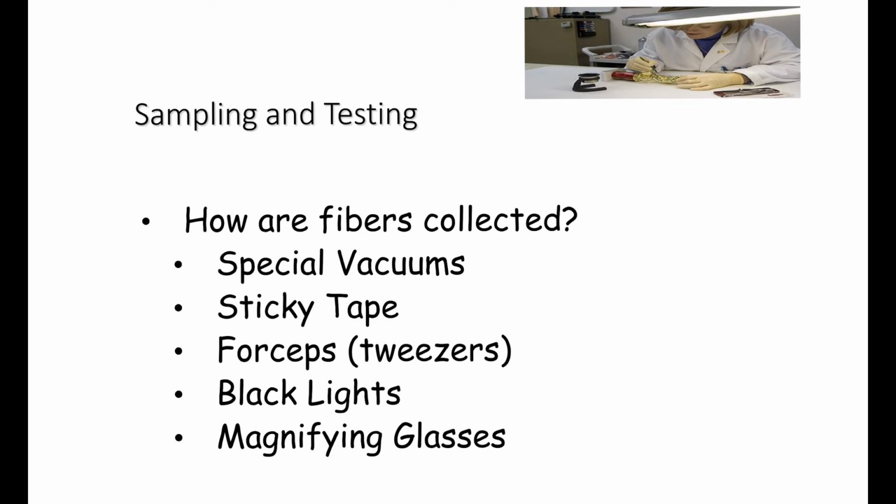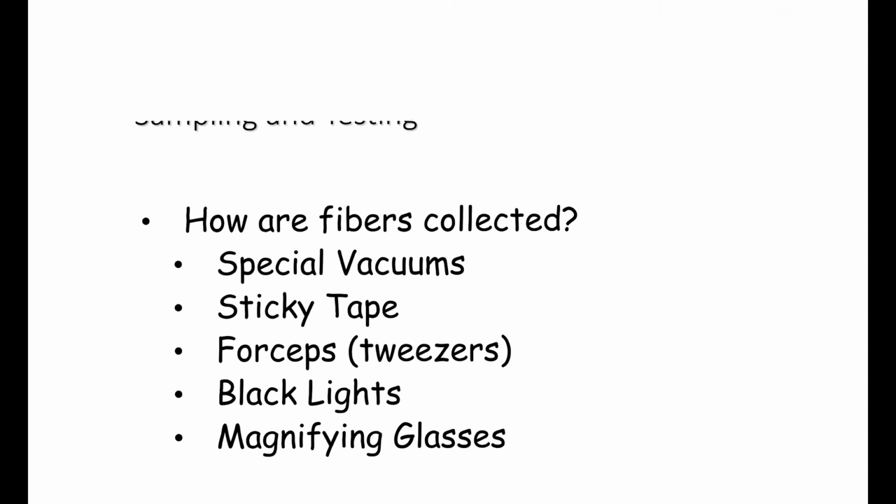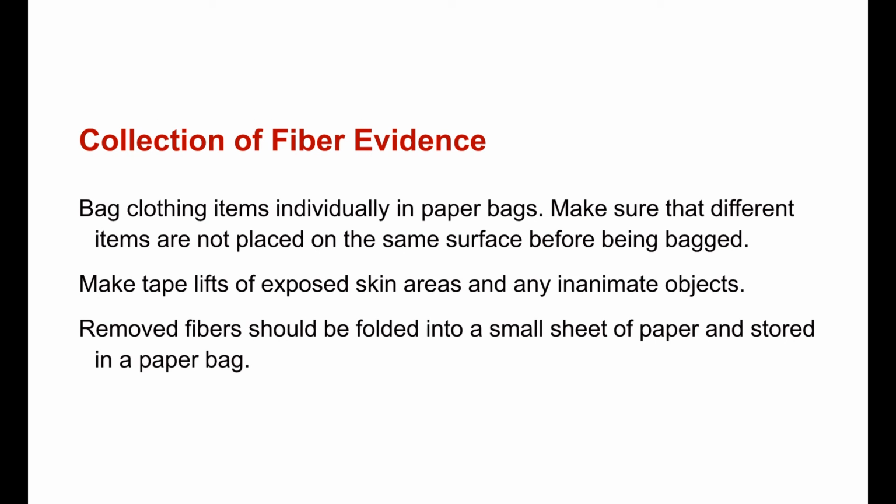All right, so in terms of how we collect fibers, we use special vacuums. We use sticky tape. You guys are not the first ones to have invented using tape to get lint off of your pants. We do that in forensics as well. We use forceps or tweezers. We use black lights because some of the fibers do glow. And we use magnifying glasses to be able to see the smaller pieces a whole lot easier.